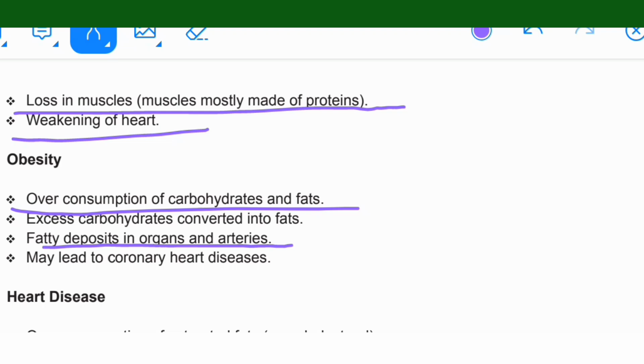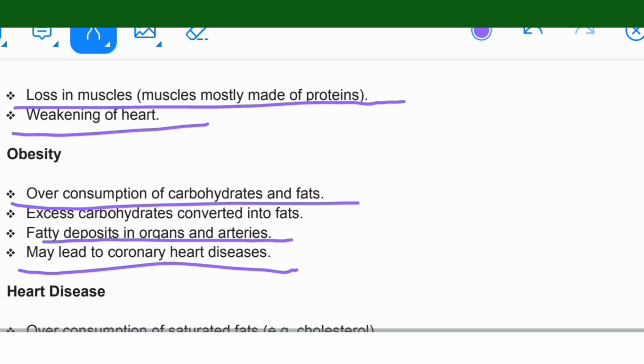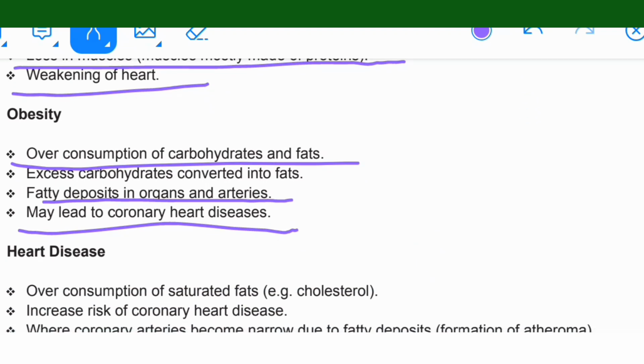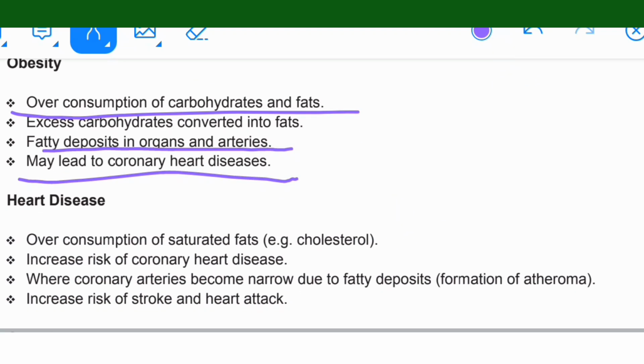So it may lead to coronary heart diseases. Okay, coronary heart disease, because the fat will start constricting the veins, okay, and constricting the arteries. The blood will now be flowing at high pressure. It will be forcing the blood to flow very fast, and it can lead to heart attack.